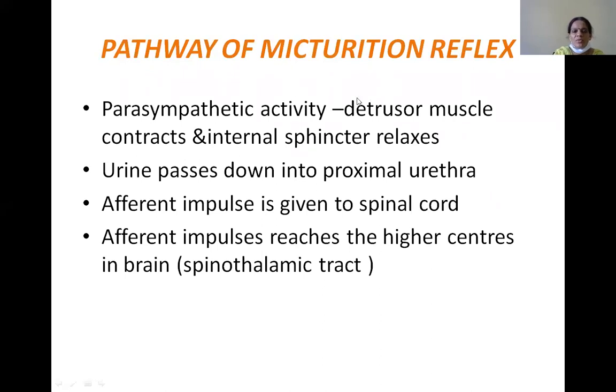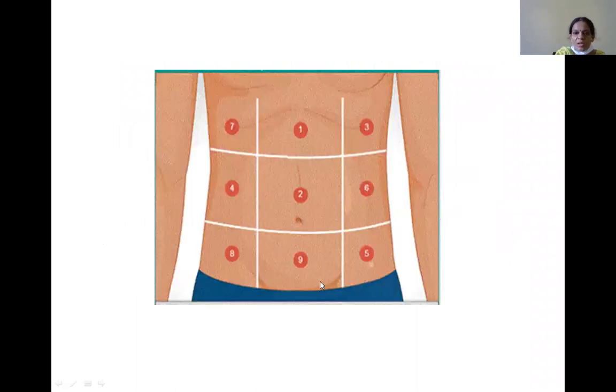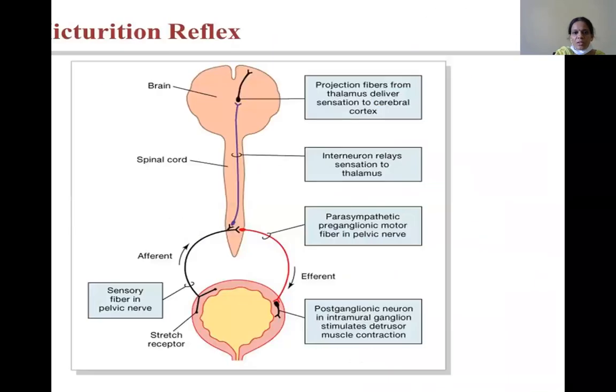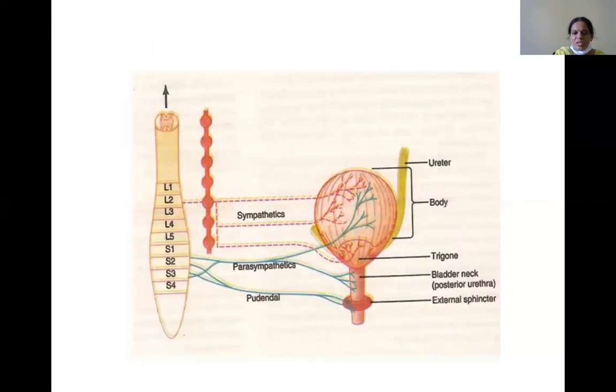So, the pathway of the micturition reflex. With parasympathetic activity, the detrusor muscle contracts and the internal sphincter relaxes, as we have already discussed. Then urine passes down into the proximal urethra. Afferent information is given to the spinal cord, and the afferent impulse reaches the higher centers in the brain through the spinothalamic tract. So I hope you have understood this micturition reflex.